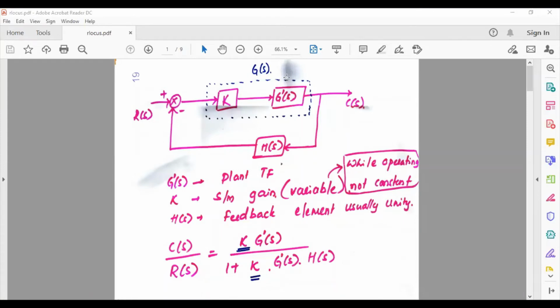You have a mass spring damper. Transfer function is 1 divided by ms square plus bs plus k. That is the transfer function. You apply any input, you check the output based on that relation.